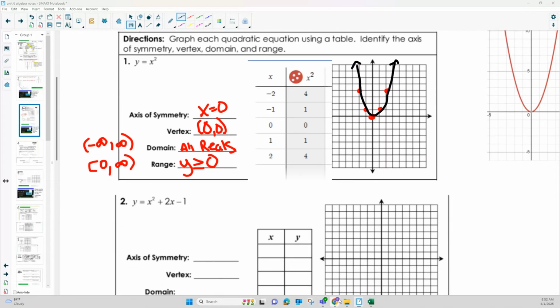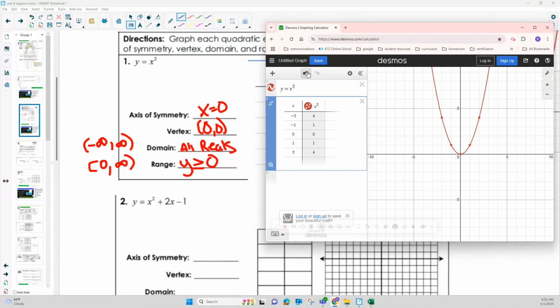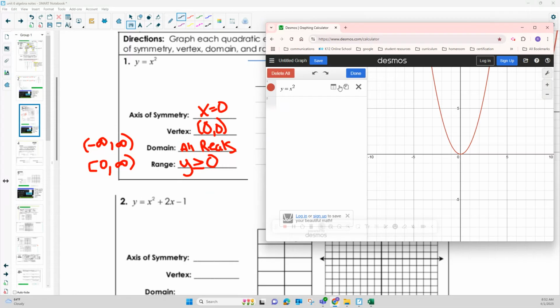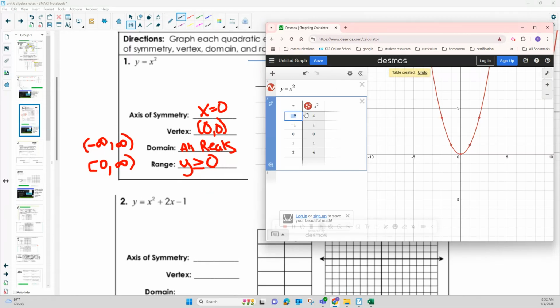Okay, make sure that you know how to get to that table of values. Once again, you go up to the gear, and then you press this little table feature, and it's going to give you the table of values on this graph.